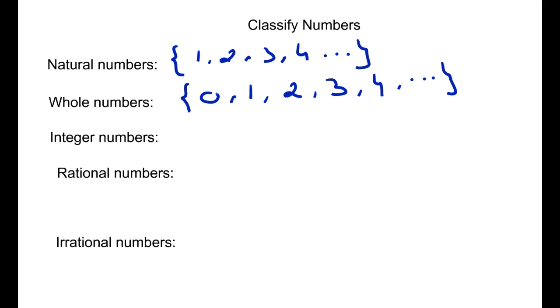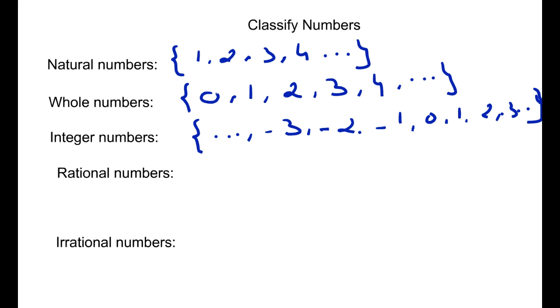Integers are all the whole numbers plus the opposites of the natural numbers. So we have here, from negative infinity, negative 3, negative 2, negative 1, 0, 1, 2, 3, and so on. Okay, let me try to make it bigger here.